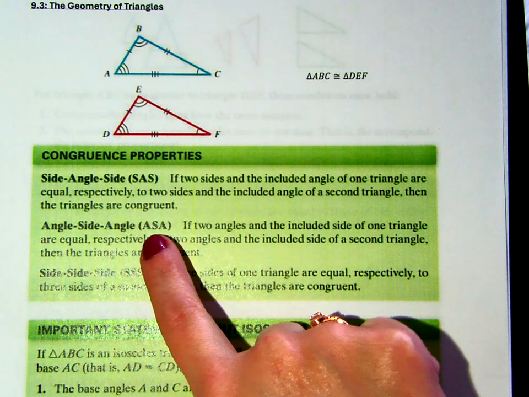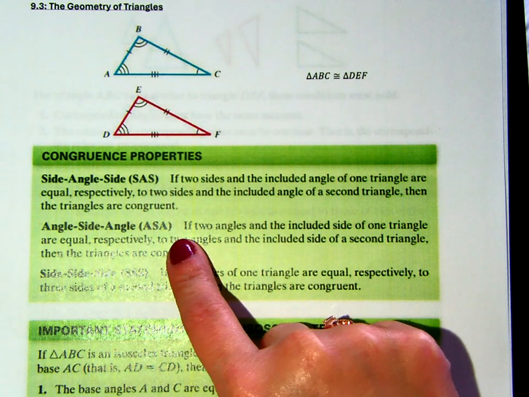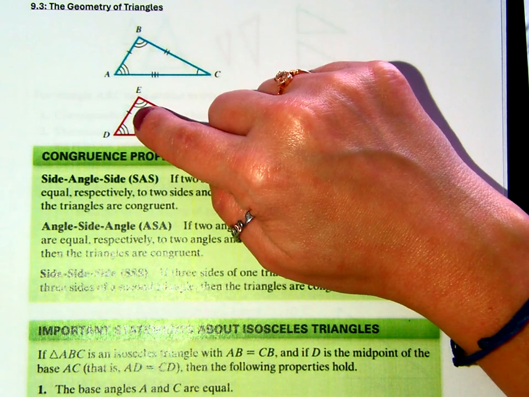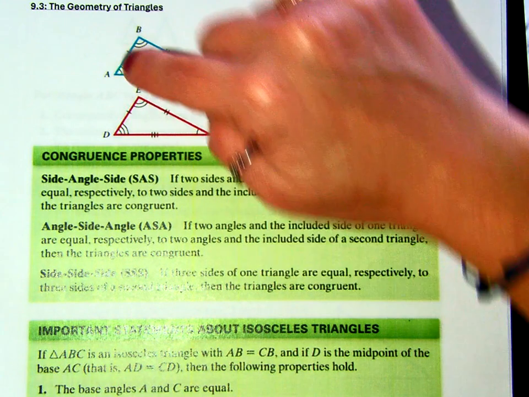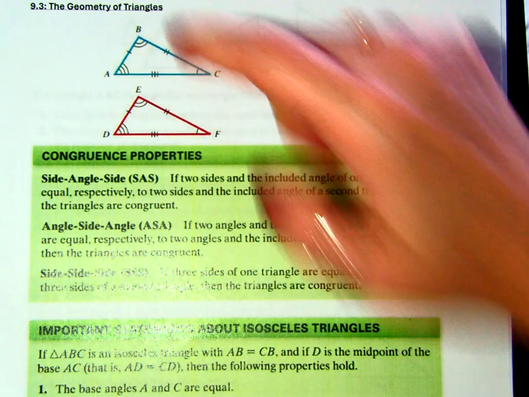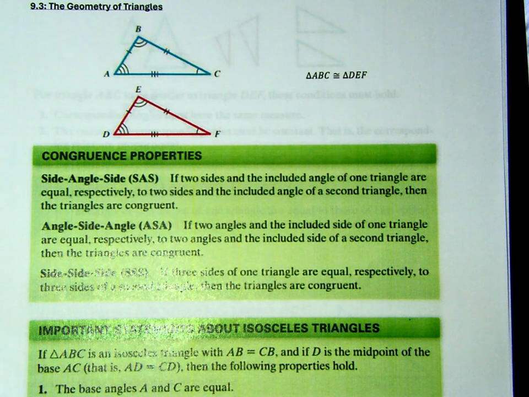If I have angle, side, angle, I can make the same conclusion. So if I know angle D and the side between them and angle E corresponds with A, the side, and then B, I can deduce that my two triangles are congruent. And the last one is side, side, side. If all three sides of a triangle are equal to a corresponding triangle, then I can tell that those two triangles are congruent.